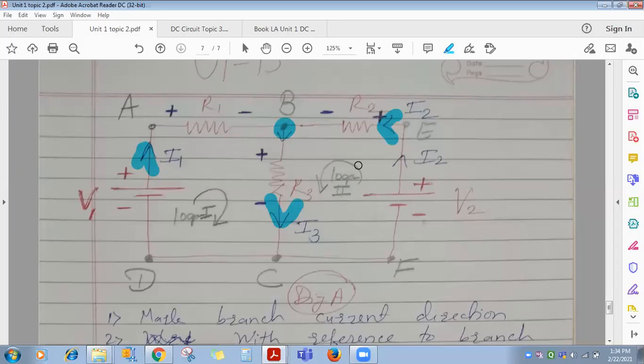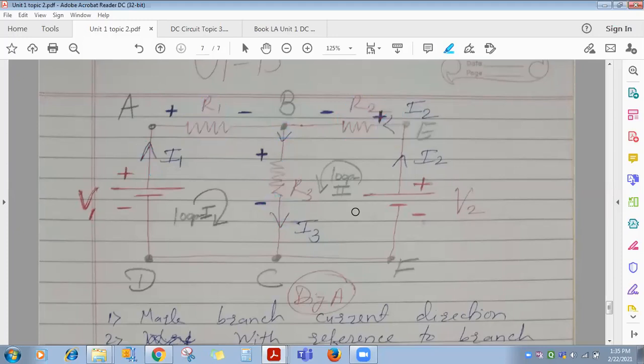Okay. Now the next step: I1 is flowing through R1, so across R1 a voltage drop will be there. How much will be the voltage drop across R1? I1 R1. Across R2, I2 R2, and across R3, I3 R3. Correct. So these are the voltage drops across R1, R2, R3.